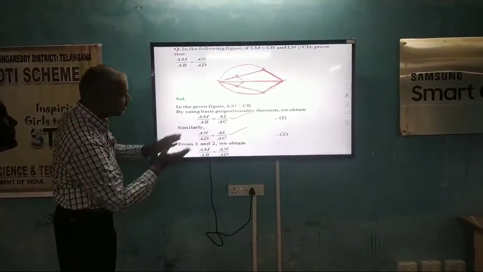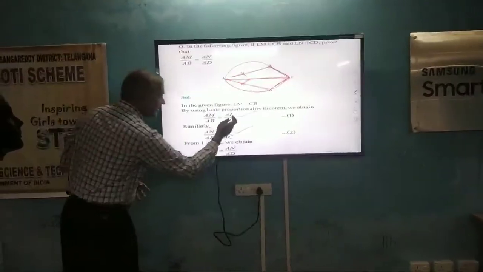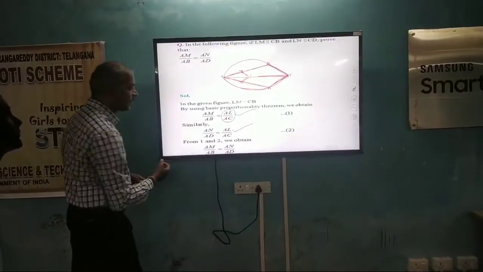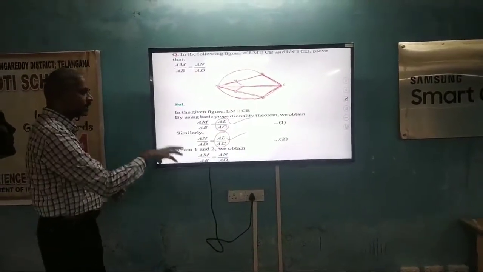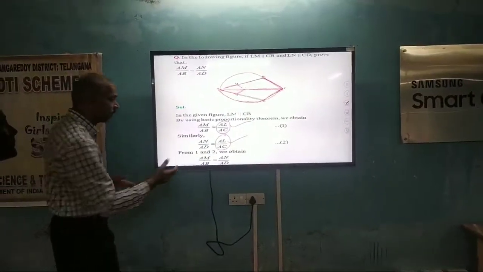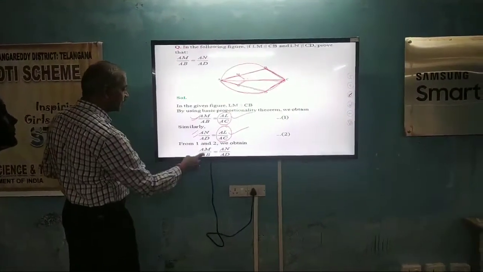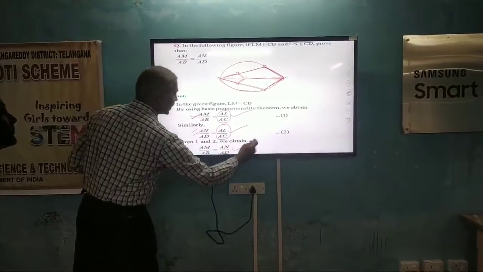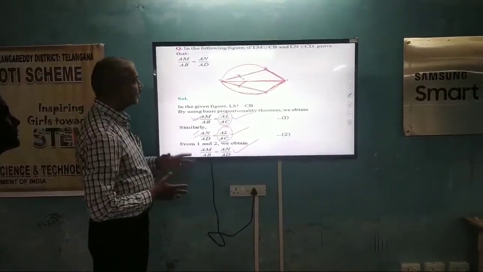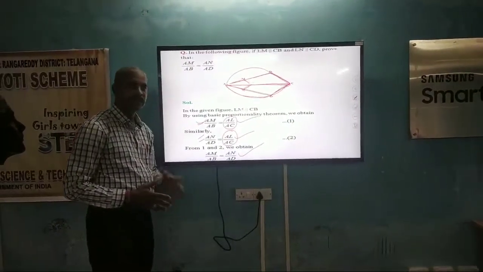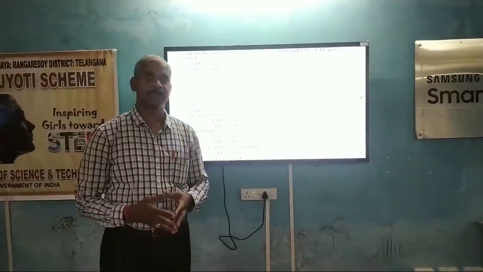Now from these two equations, the RHS is AL by AC in both. These two RHS are equal, therefore the LHS are also equal. That means AM by AB is equal to AN by AD. So like this we can prove or solve a number of problems by using the basic proportional theorem. Thank you.